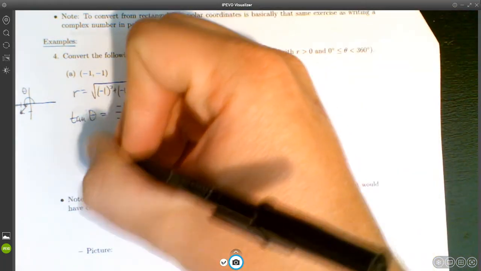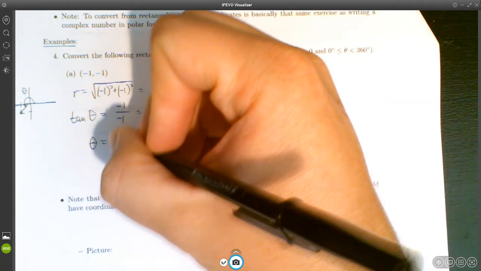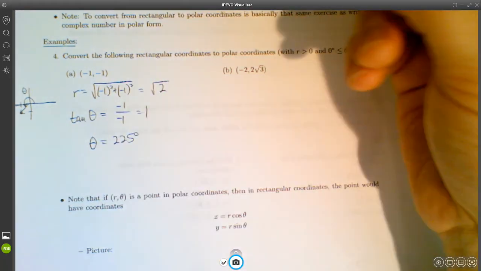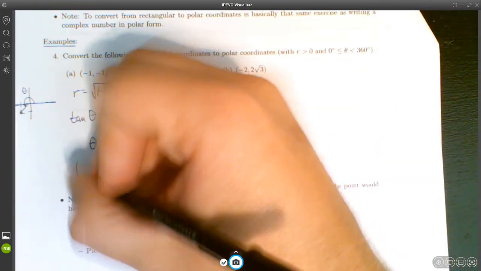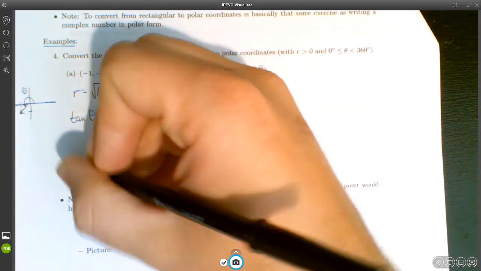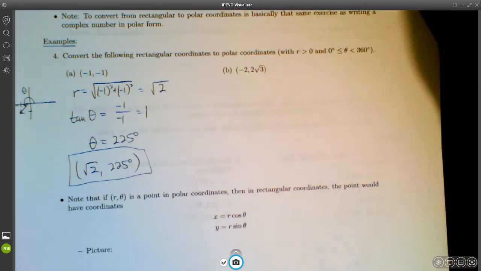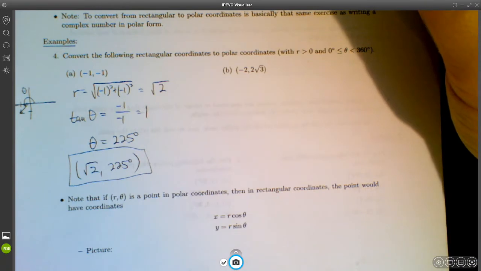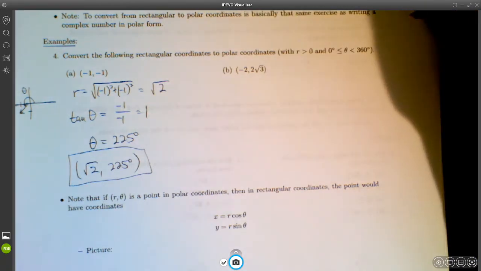But here we go. Okay, so theta is, we said, 225 degrees. So then the polar coordinates for this would be r, theta. Okay, and so that's how that works. Go ahead and give the video a pause and see if you can do part B on your own.